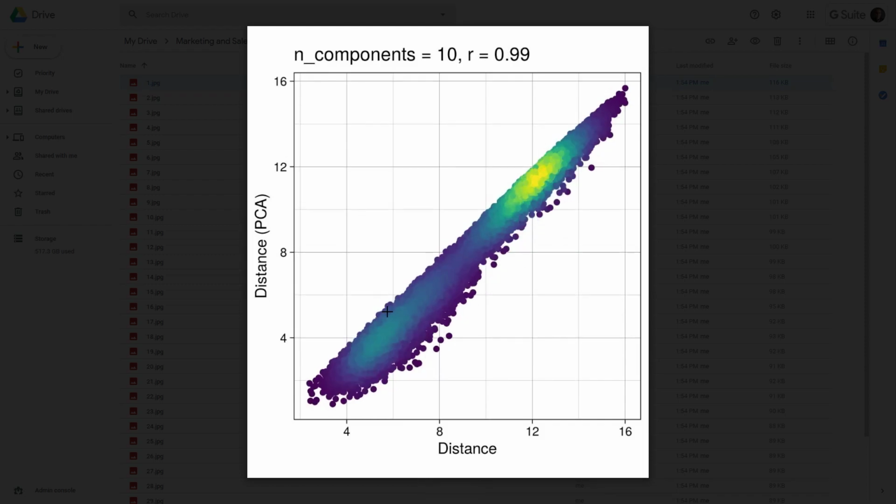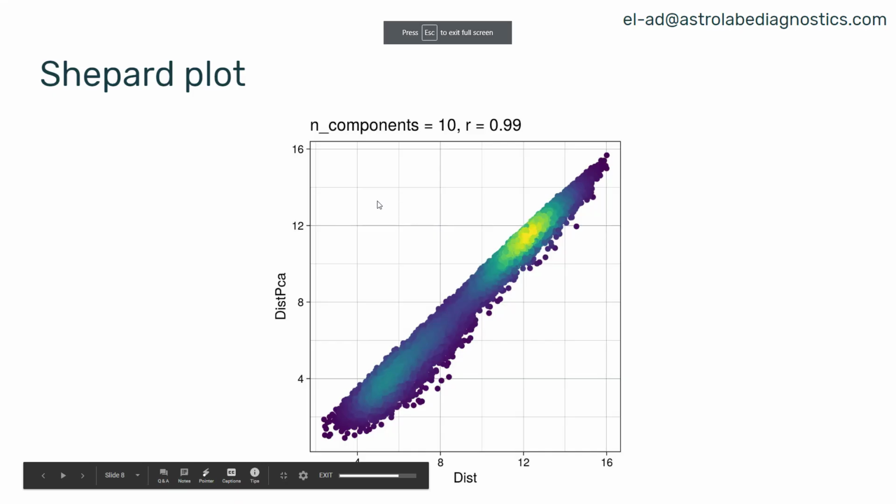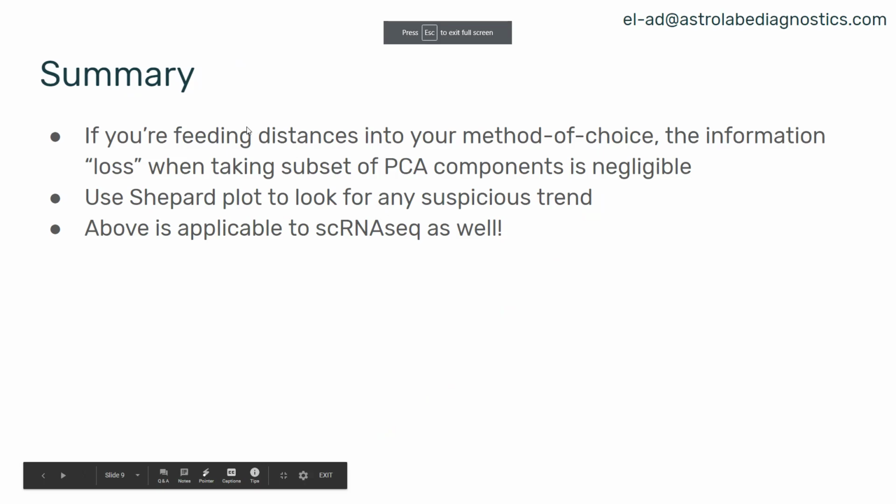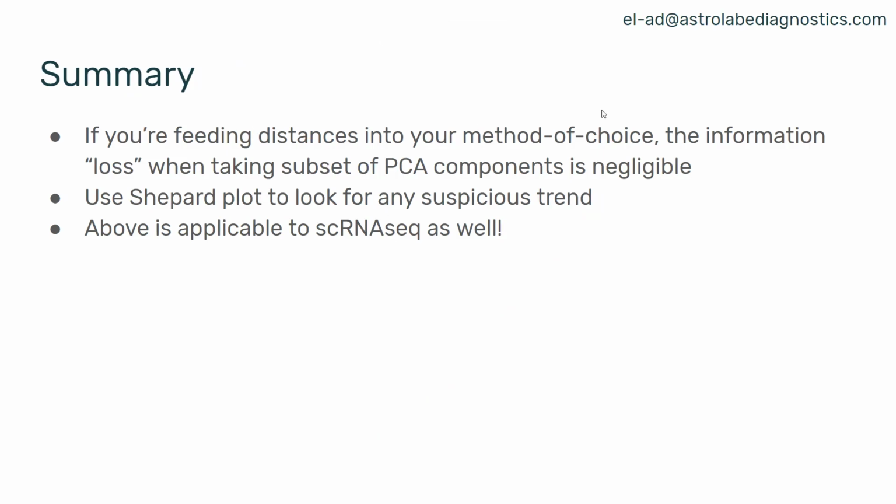So yeah, here are just some things to think about when looking at PCA as a pre-processing step, and a few take-home messages. If you're fitting distances into your method of choice, the information loss, so to speak, when using a subset of PCA components is negligible. And you can always use the Shepard plot to look for any suspicious trends and decide what you feel comfortable with. And finally, this is applicable to single-cell RNA sequencing as well. This is applicable to any data that you use. You can always go back to the Shepard plot and see if it fits within your comfort zone, so to speak.